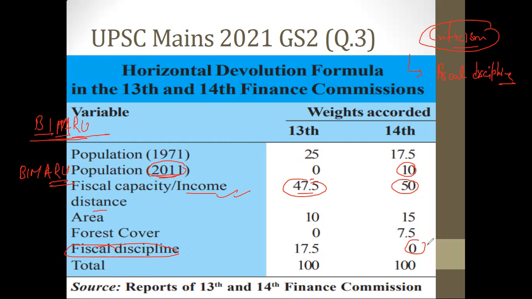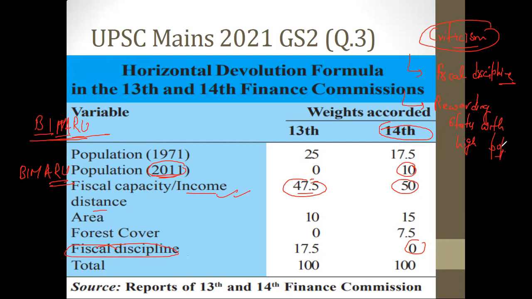The second criticism was, according to states like Tamil Nadu, they suffered a lot under 14th Finance Commission. You don't have to write that. What you have to write is, according to some states, some scholars, this 14th Finance Commission and later on 15th Finance Commission as well are rewarding states with high population. So this is one criticism, rewarding states with high population. You have just seen the population 2011 criteria.